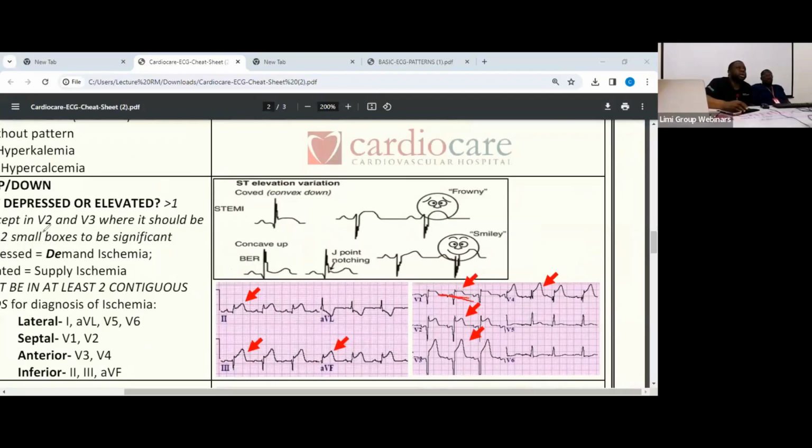So let me use another color, black, for emphasis. Let's look at another one again. We can see the line. Can we see that line? And we can see that this ST segment is far above. Again, you can see it in V2. You can see the line again, and then you can see this other ST segment far above. Again, you can see it in V3 here.